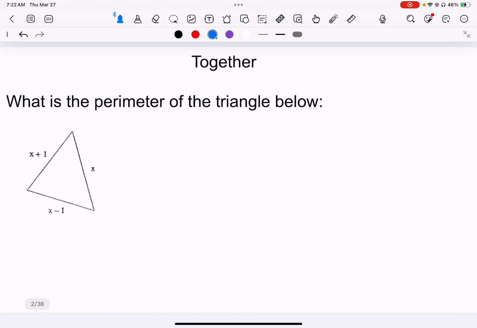We want to know the perimeter of this triangle. So to find the perimeter, we just have to add up all the sides. So one side is x plus 1 plus our second side, which is x, plus our third side, which is x minus 1. Now we simplify and combine our like terms. I combine my x's, so I have 3x, and 1 minus 1 cancels out. So the perimeter of this shape would be 3x.